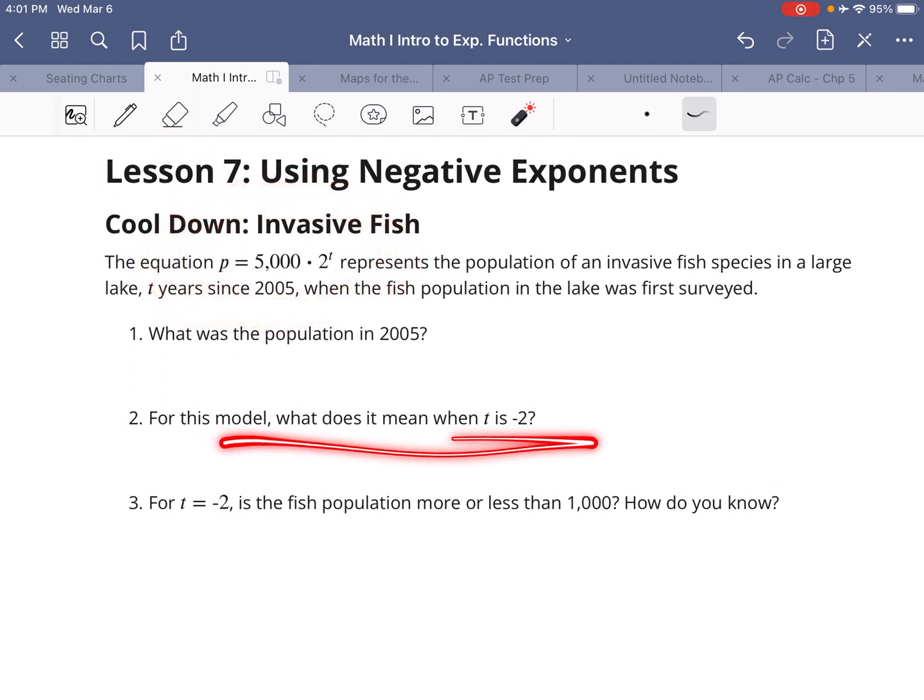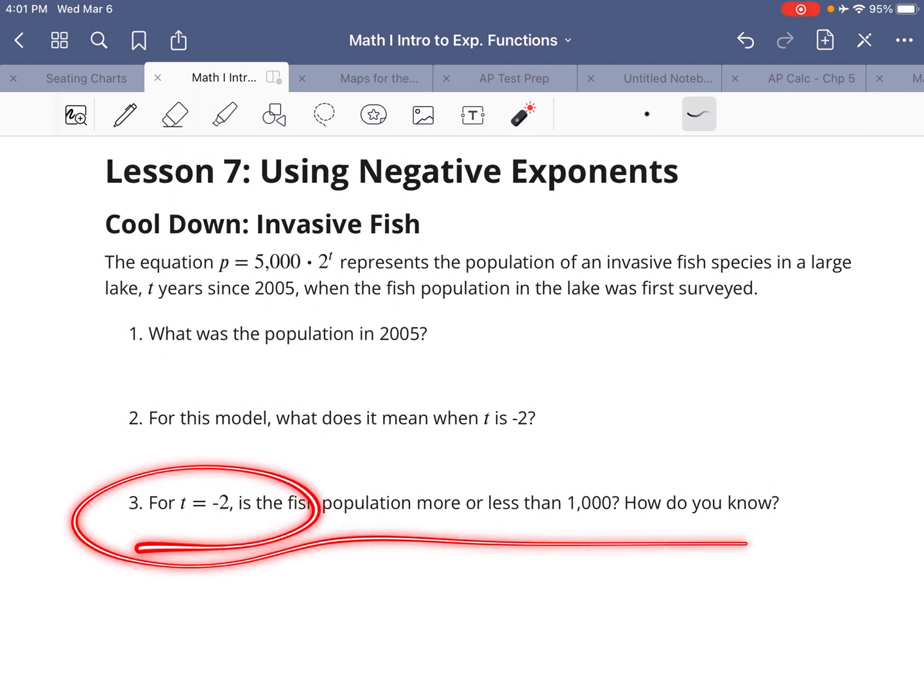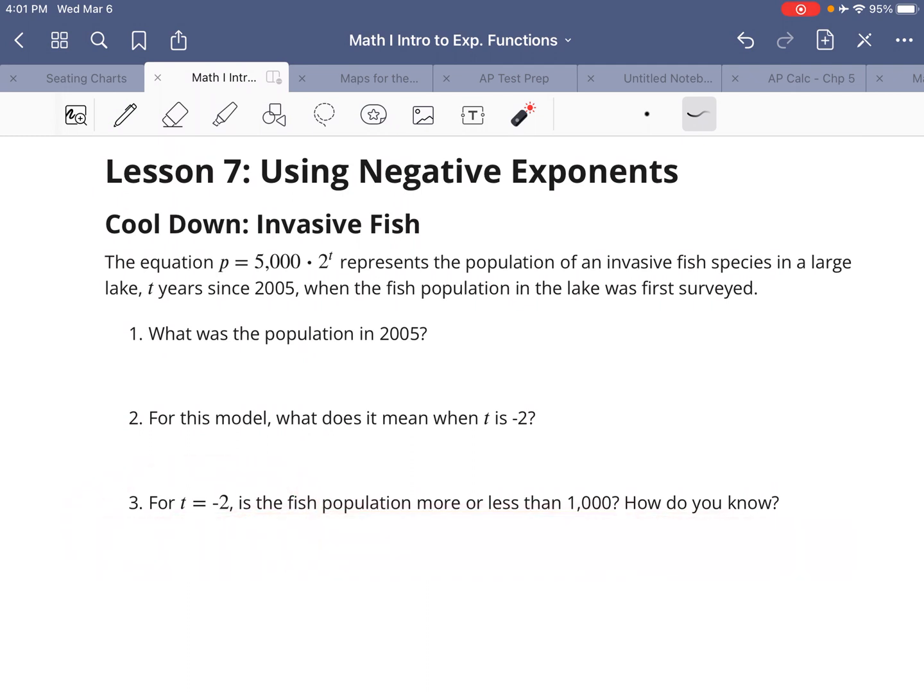For this model, what does it mean when t equals -2? Well, again, t is years since 2005. So 1 year later would be 2006, 5 years later would be 2010. What do you think t equals -2 is saying about the situation? And then if t is -2, is the fish population more or less than 1,000?